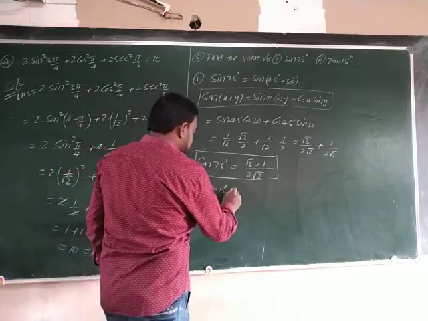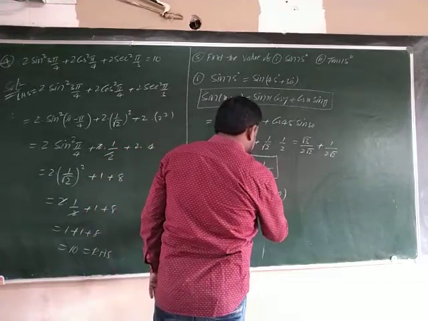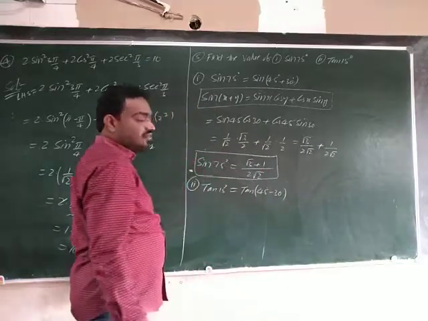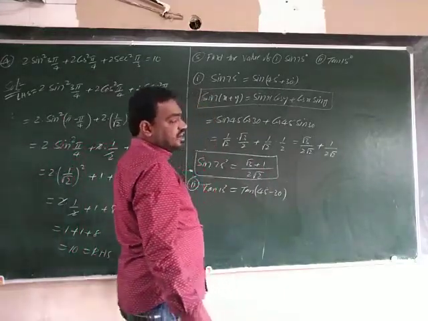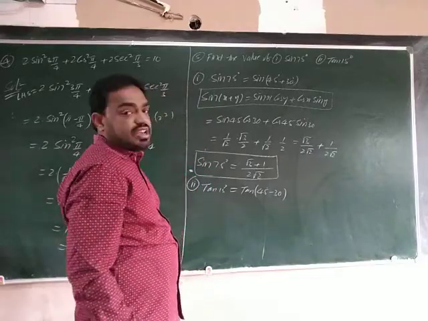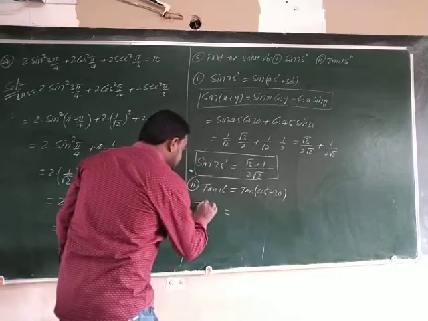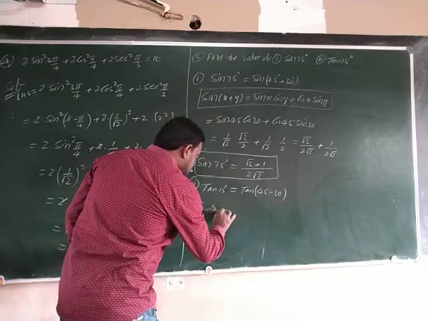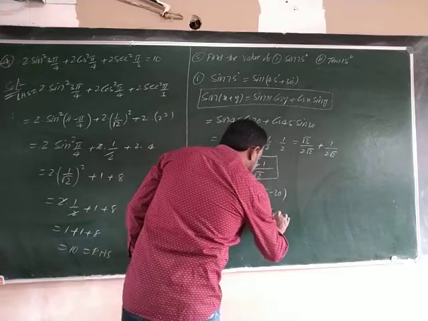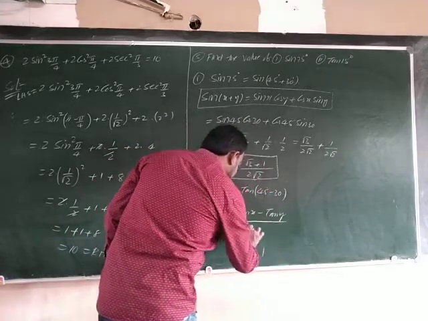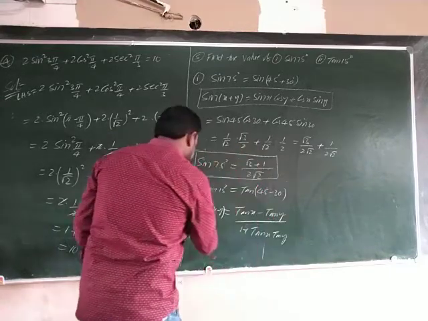Second one, what is that? Tan 15 degrees. So this is equal to tan(45 minus 30). So explain as tan of x minus y formula. So what is that? Tan x minus tan y by 1 plus tan x into tan y. This tan of x minus y formula is tan x minus tan y by 1 plus tan x into tan y. This is the formula.